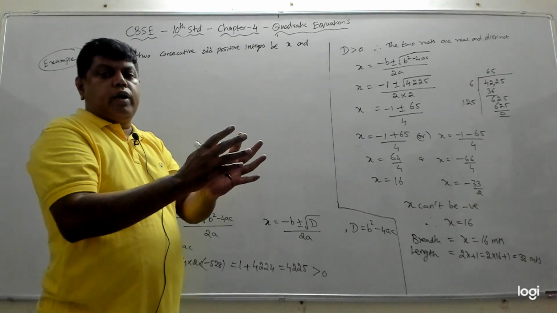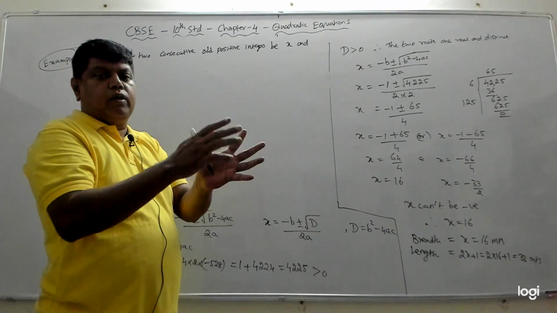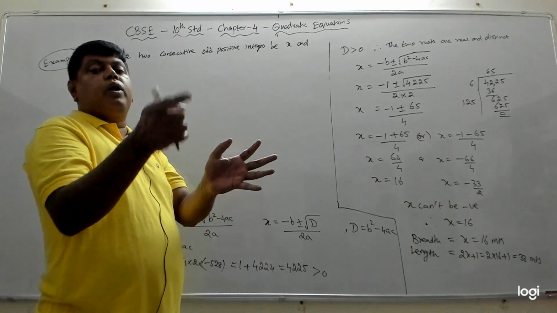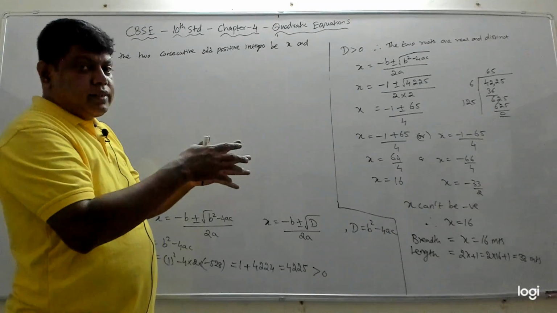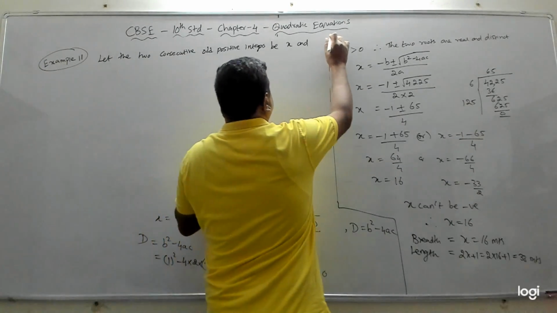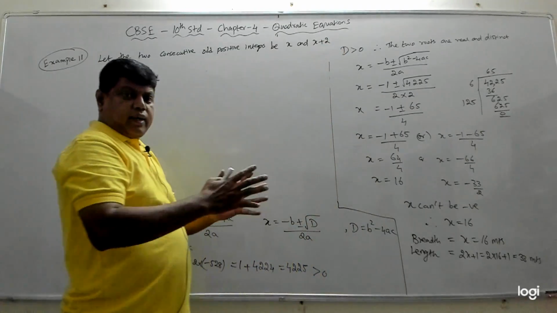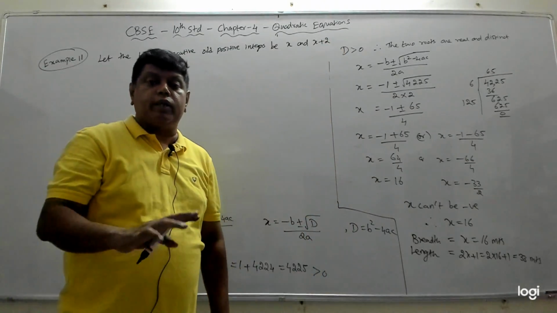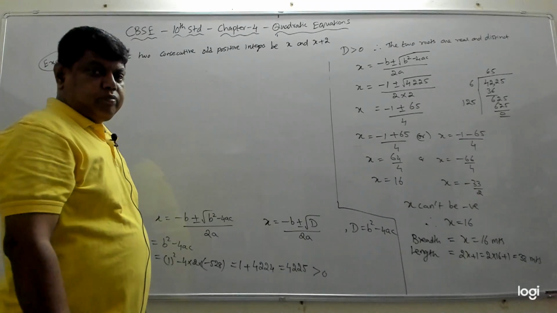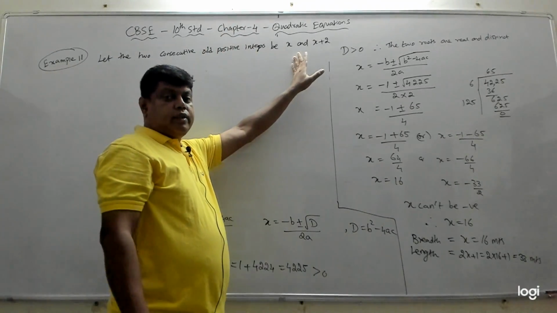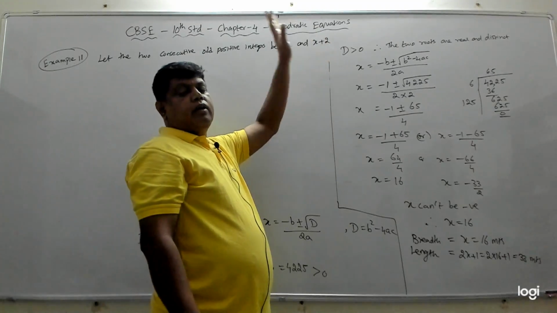So if I give you any odd number, if I say the odd number is 11, what is the next consecutive odd number? 13. How are you getting 13 from 11? By adding 2 to 11. So if you take the number as x, the next consecutive odd positive integer will be x plus 2. If one number is x, the next number will be what? X plus 2, not x plus 1, because it is consecutive odd positive integers. So we will assume that let the consecutive odd positive integers be x and x plus 2.